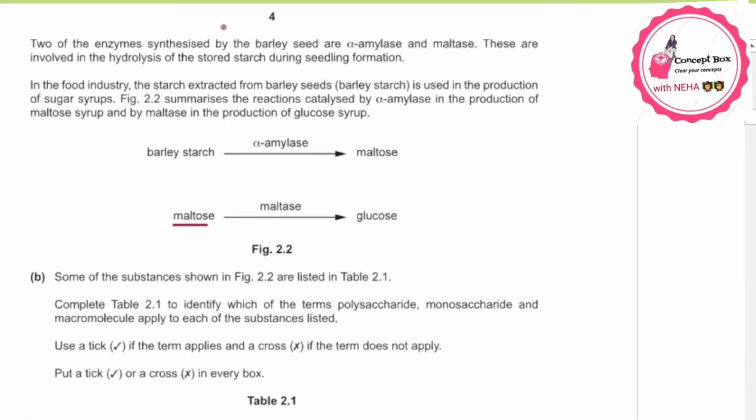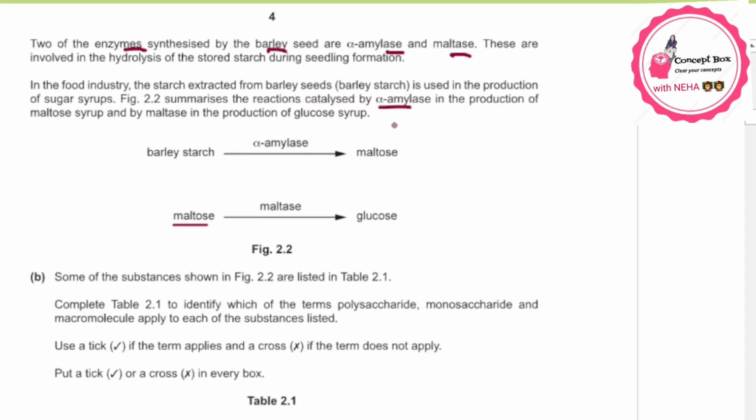The next question is: 2 of the enzymes synthesized by the barley seeds are alpha amylase and maltase. These are involved in the hydrolysis of the stored starch during seedling formation. In the food industry, don't get scared by everything that is written. The starch extracted from the barley seeds is used for the production of sugar syrup. So summarize the reaction catalyzed by alpha amylase.